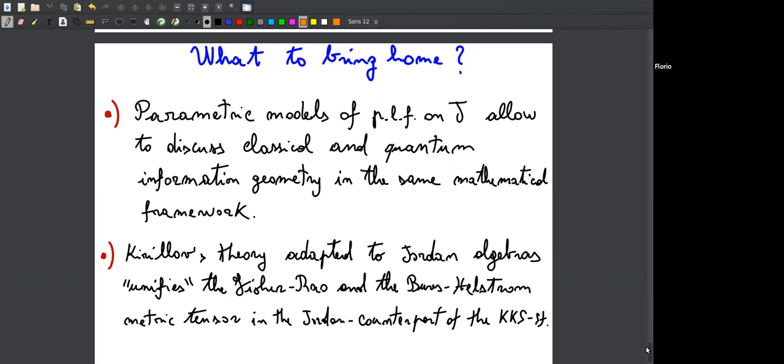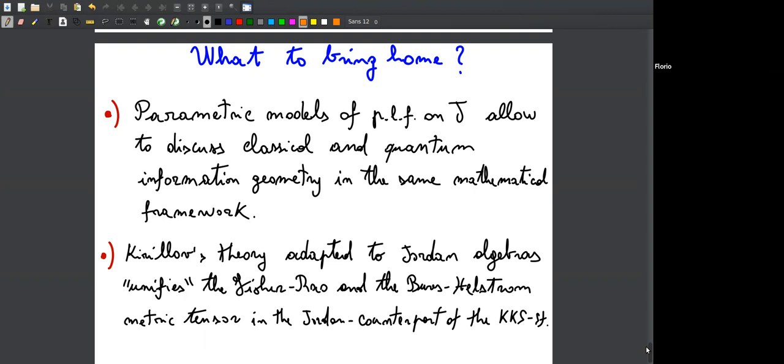What I would like you to bring home is basically two things: that the parametric models of positive linear functionals on Jordan algebras are a good way to deal with classical and quantum information geometry in the same mathematical framework. This could help understanding similarities and differences, of course. And it brings some kind of unifying feature that perhaps, I hope, you appreciate.